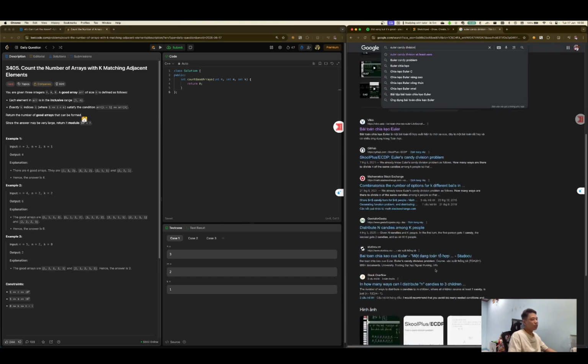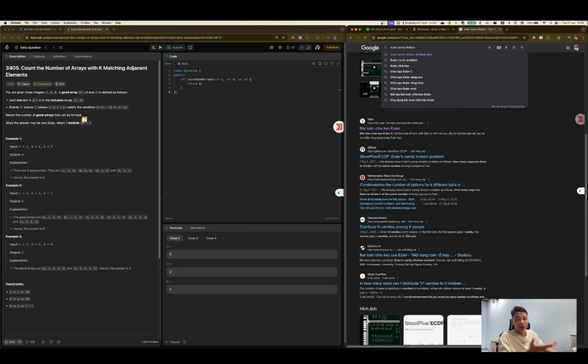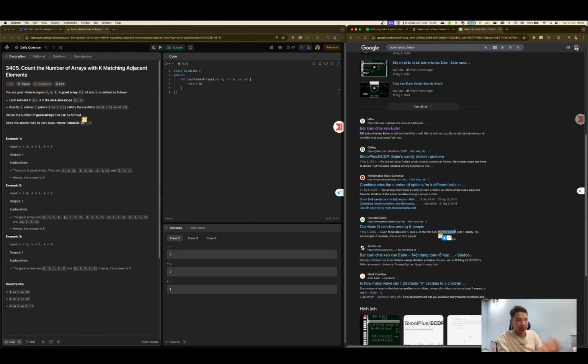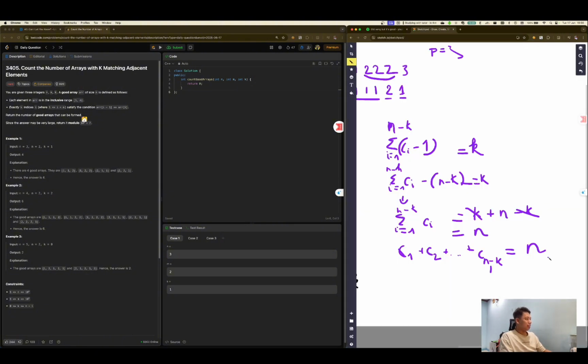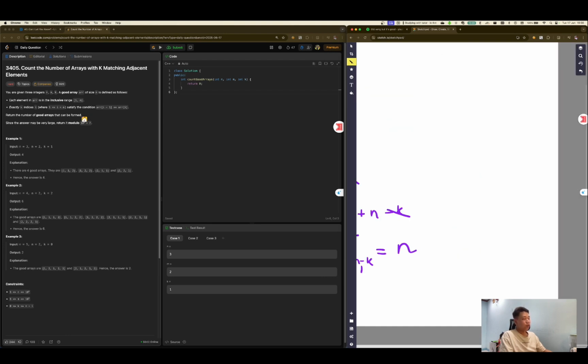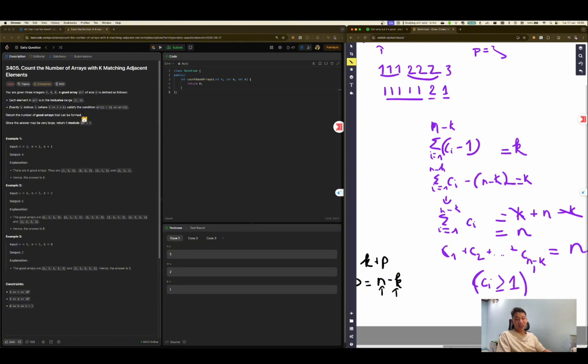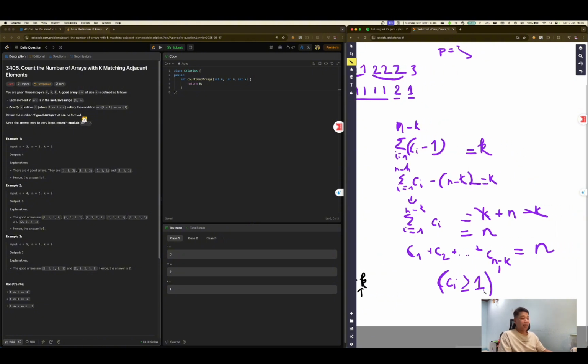That is, distribute candies among n minus k people, where every person gets at least 1 candy. The condition here is that ci must be greater than or equal to 1, right? Because if it's 0, it's not a subarray. Okay, that's right. So it turns into a candy division problem with n minus k children and n candies in total.